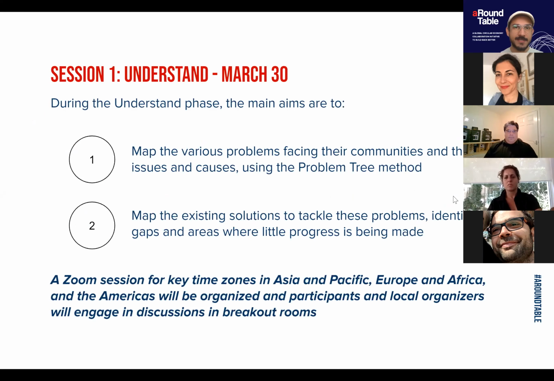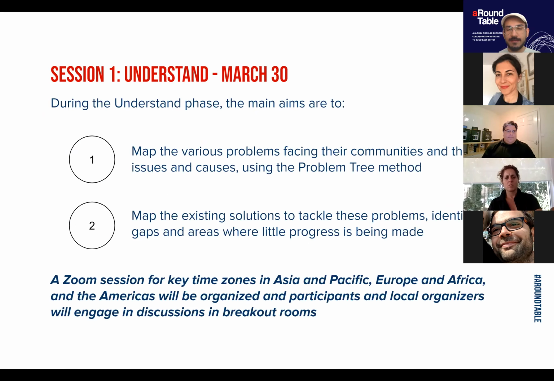So the first session on the 30th of March, we're essentially going to have all of the different communities who want to participate in a roundtable gather on the 30th in different Zoom sessions. In order to make it easier for different time zones to participate, we'll have one session for Asia and the Pacific, so Australia, New Zealand, Asia, etc. We'll have one time zone for Europe and Africa, so all those communities can come together at that time. And we'll have one time zone for the Americas, North and South America.